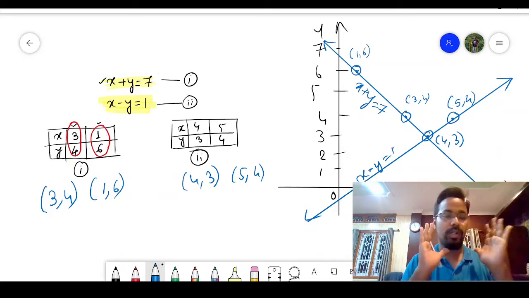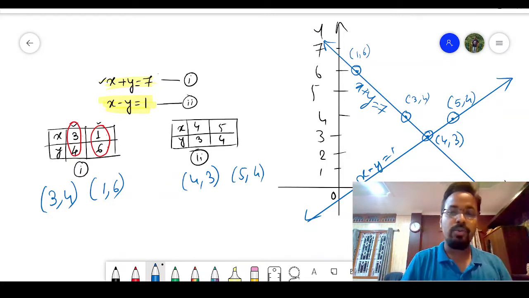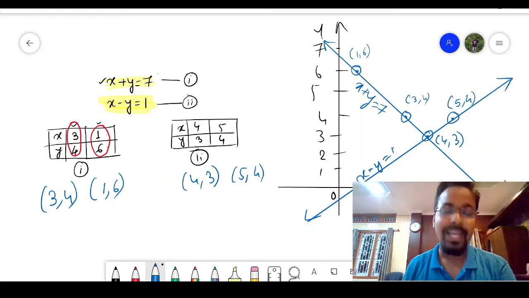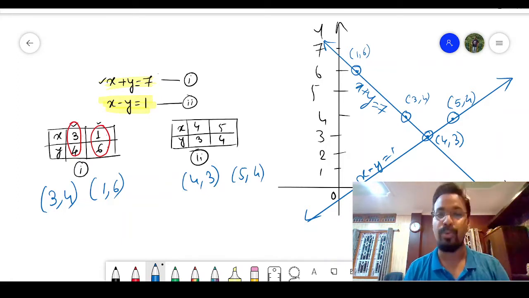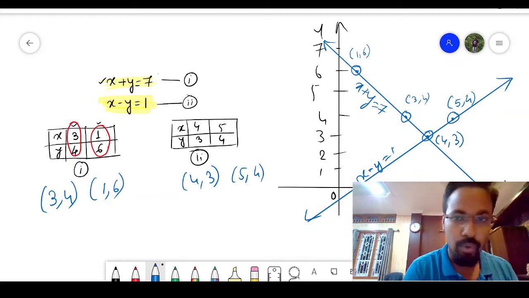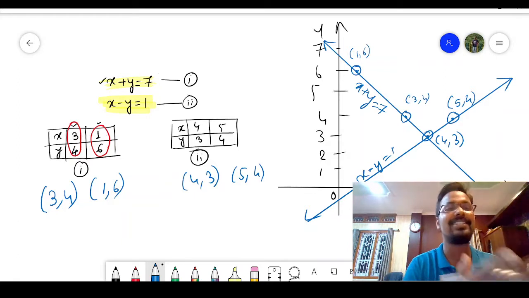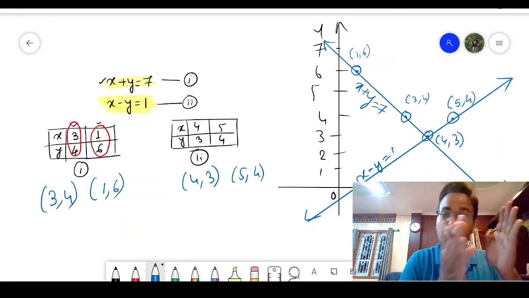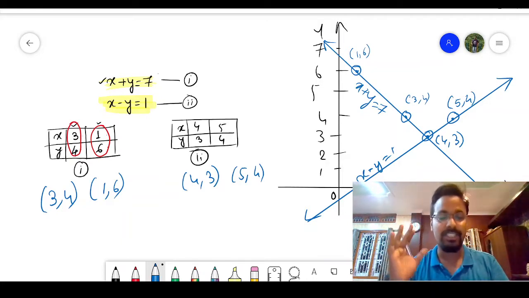So a pair of linear equations in 2 variables. First, we make a table, or we make 2 tables, one for equation 1, one for equation 2. In the 2 tables, we will plot the values of x and y in such a way that they satisfy the given equations. Here we have taken 3 and 4 for the first equation. So 3 plus 4 is equal to 7, and hence this is satisfying equation number 1. In the same way, we have taken 1 and 6, and 1 plus 6 is also equal to 7, and hence it also satisfies equation 1.